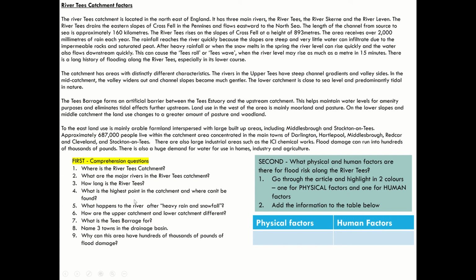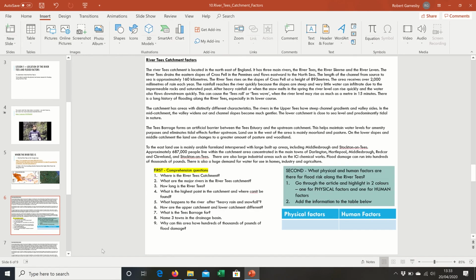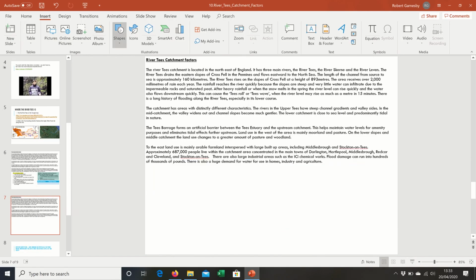And then your second task, once you've read through it and done the comprehension questions, which should give you good understanding, you have to pick out the physical and human factors for flood risk along the River Tees. So go through the article, highlighting 2 colours, one for physical and one for human, and then you can add that to the table. So I'll just show you that quite quickly.